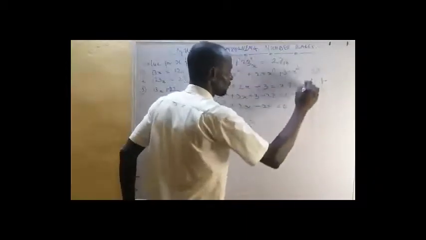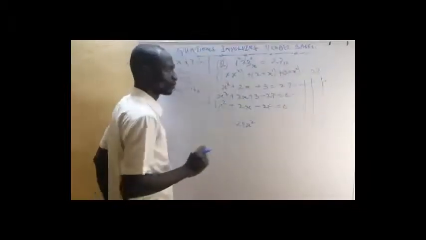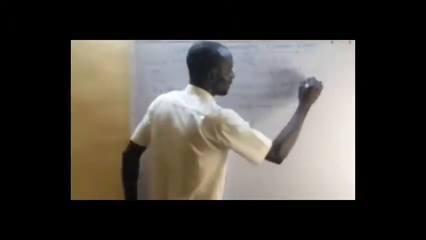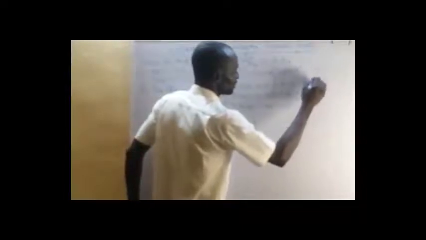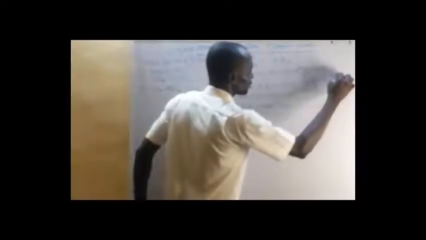I'm going to do it this way. Now, let's start with the first one. The first one should be 1. If I have minus x times 24x, that should give me minus 24x squared.